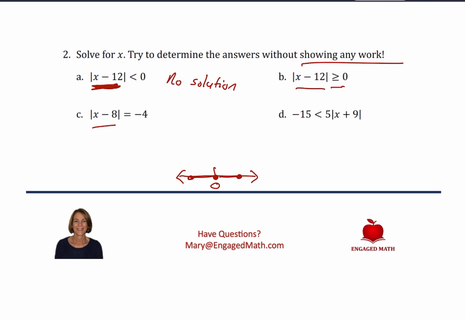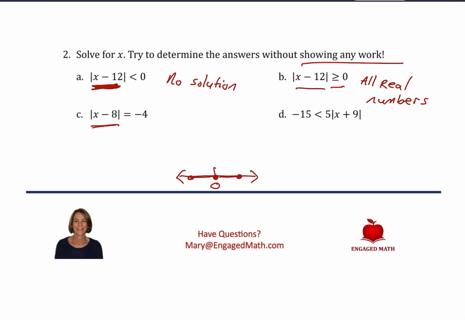So the absolute value of x minus 12, greater than or equal to zero, that is always going to be true. No matter what value of x we put in there, that statement will be true. So we are going to say all real numbers. Every single real number would make that inequality true if we put the real number in for x.